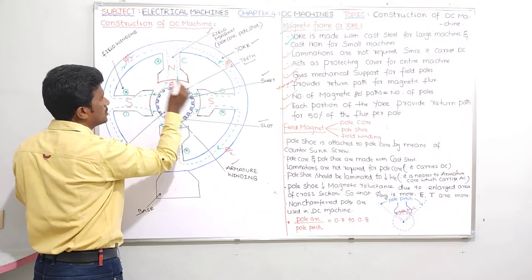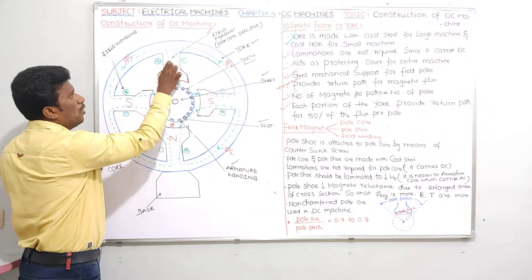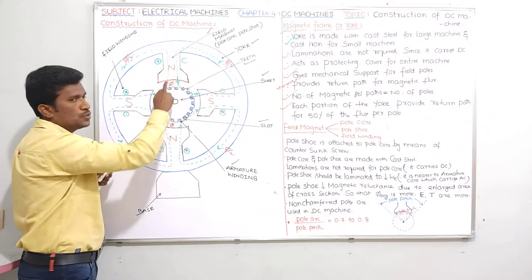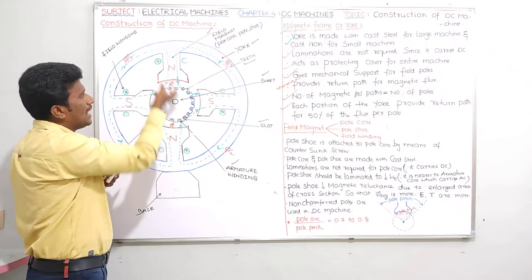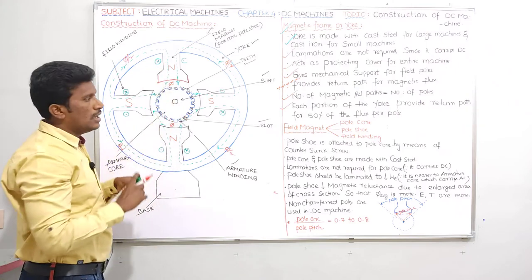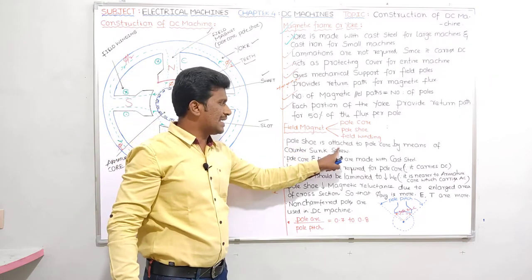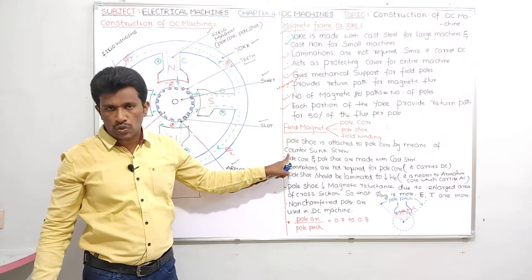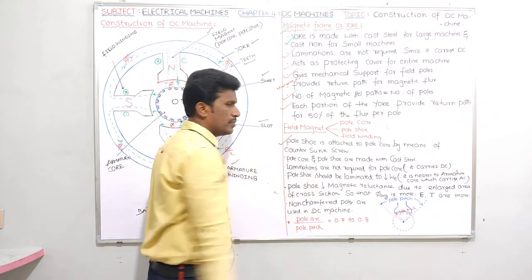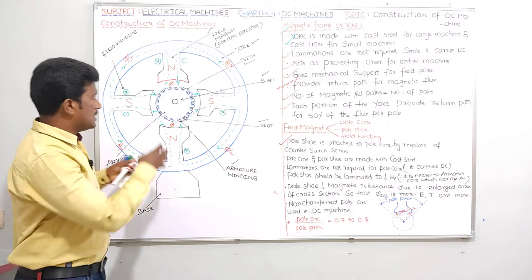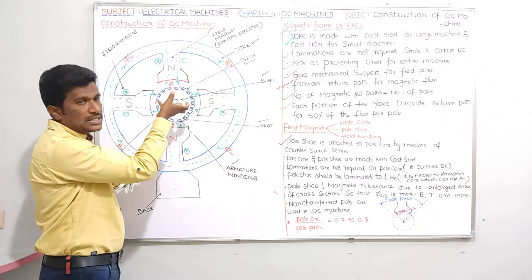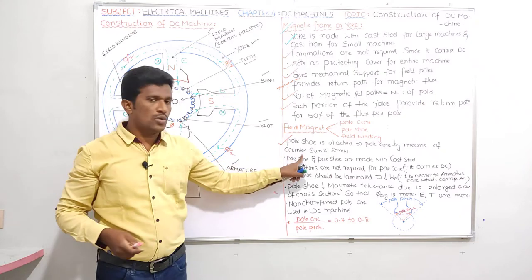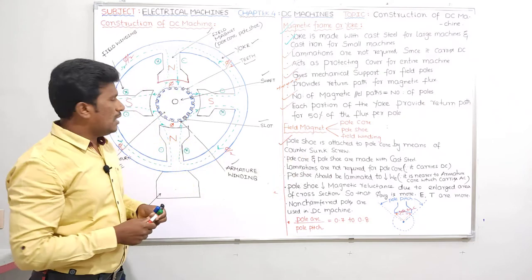This is the pole, and this is the pole shoe. See, this pole shoe is connected to the pole. I have given it clearly here: the pole shoe is attached to the pole core by means of a countersunk screw, which is one type of screw. And one more thing, guys.